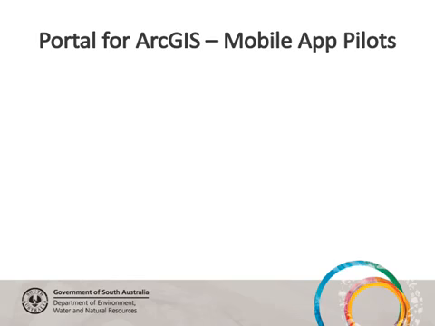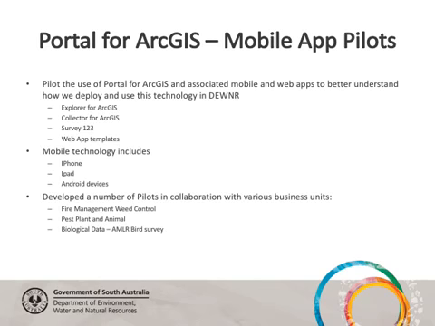So what we do have out there at the moment are some mobile application pilot projects. These pilots go across different applications in the new Esri stack. The two main ones we've been using are Collector for ArcGIS and Survey 123, and probably Collector more than Survey 123. With Survey, we've just been, probably the last couple of months, exploring the capabilities of Survey 123.